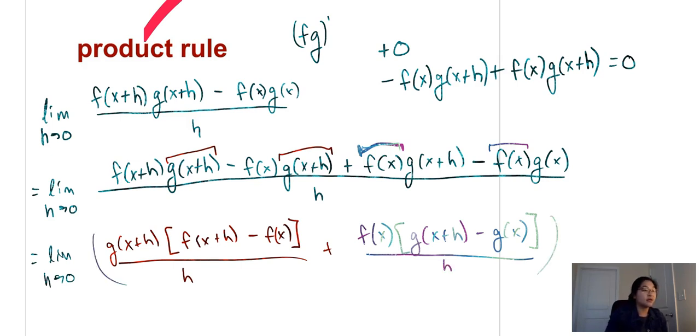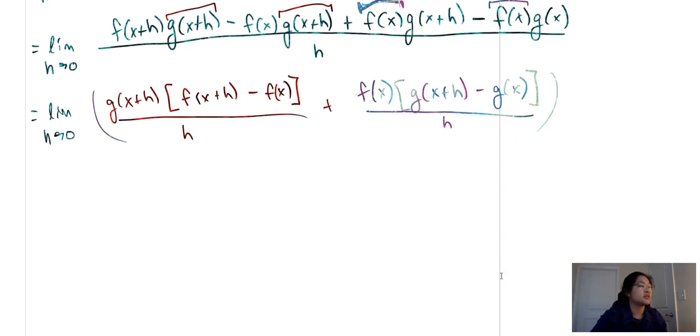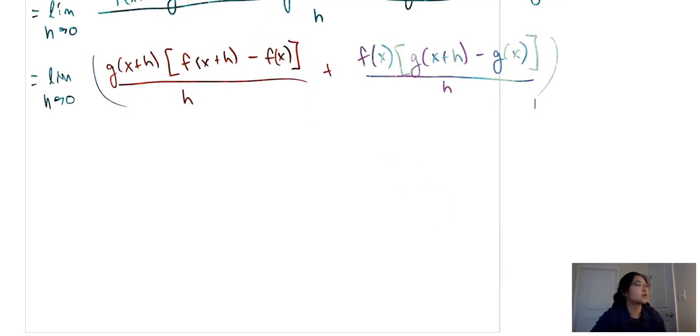So I'm looking at a limit of 2 different fractions. How can we deal with this using our understanding of derivatives? Well, if we're looking at this limit, can't we take the first part, f of x plus h minus f of x, and just divide that part by h, and leave the g of x plus h alone? So then we get the limit as h approaches 0 of g of x plus h times, can't we do something else?